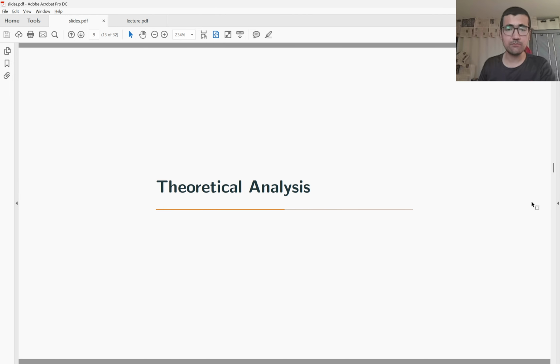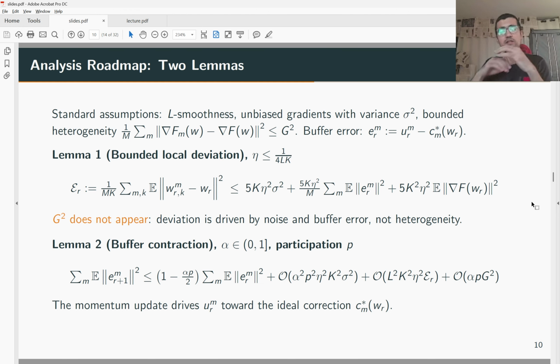So what can we actually prove about this? I'll keep it to 2 slides here. The analysis rests on standard assumptions: L-smoothness, unbiased stochastic gradients with variance delta squared, and bounded heterogeneity G squared. And it tracks one central quantity, the buffer error E_r^m, the gap between each client's buffer and the ideal correction.